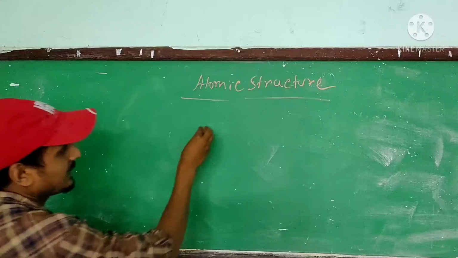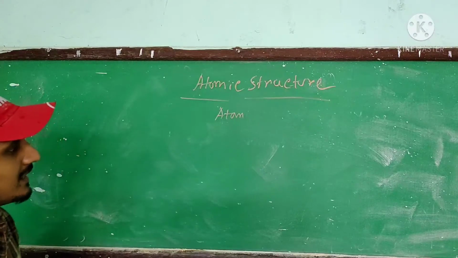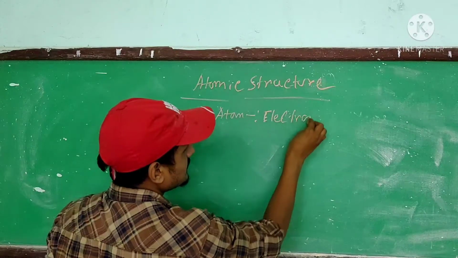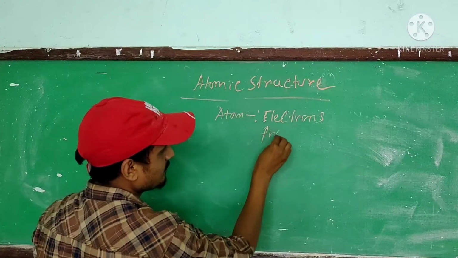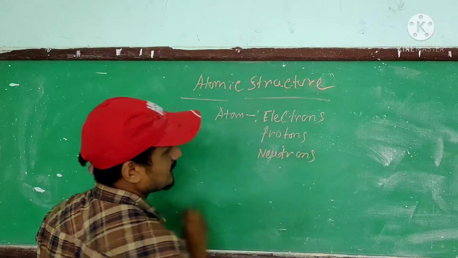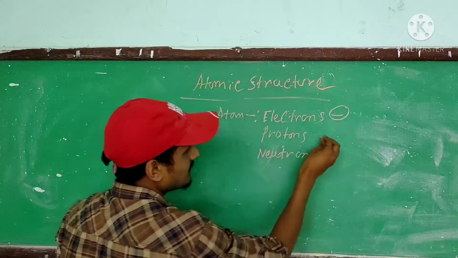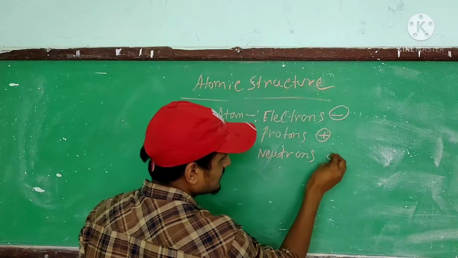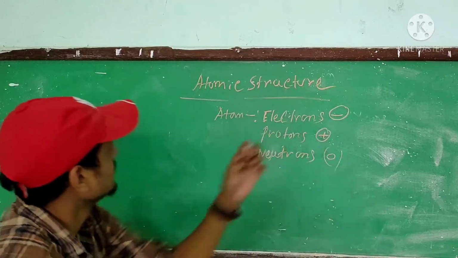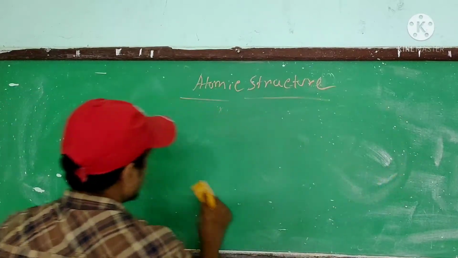You know that atoms consist of 3 subatomic particles, and those are electrons, protons and neutrons. Electron is negatively charged, protons are positively charged, and neutrons are neutral in nature. Now today I want to tell you how the atom will look like, that means what is the structure of an atom.